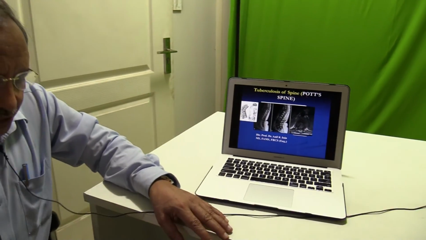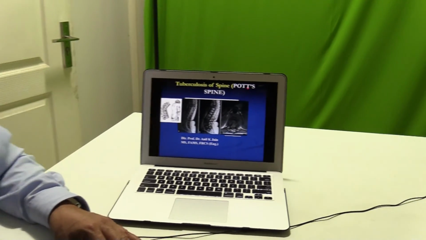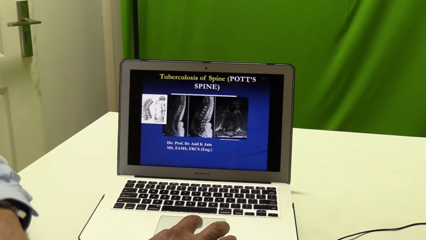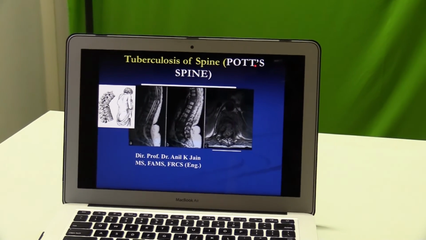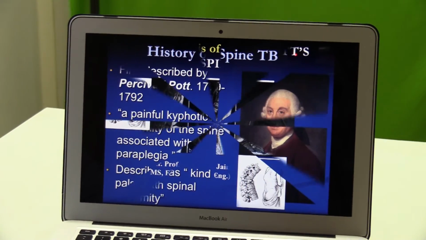Ghaziabad. Well, I am presenting today a topic which is very common to us all, and it's very common to the Indian subcontinent, and that is the tuberculosis of spine.